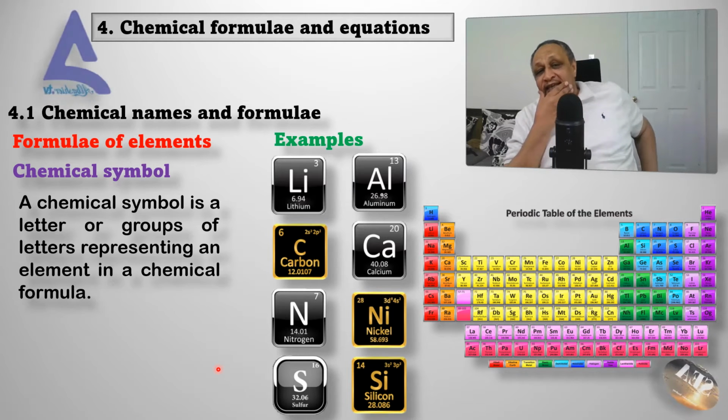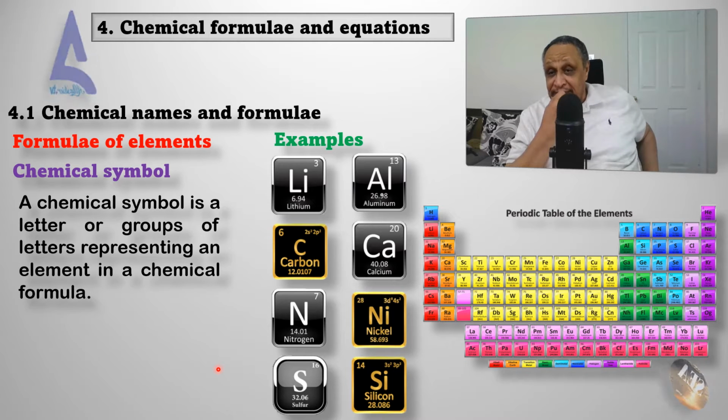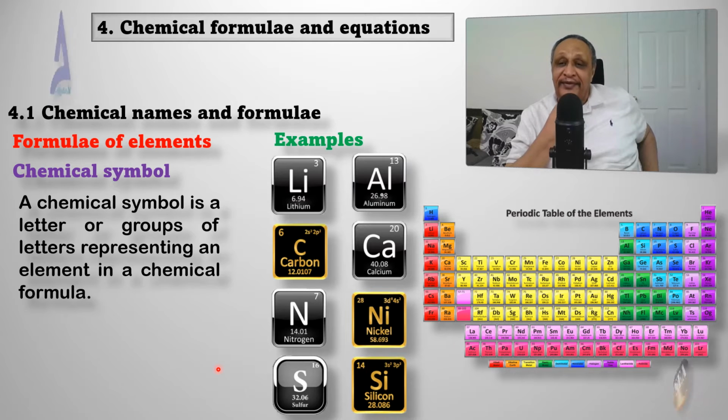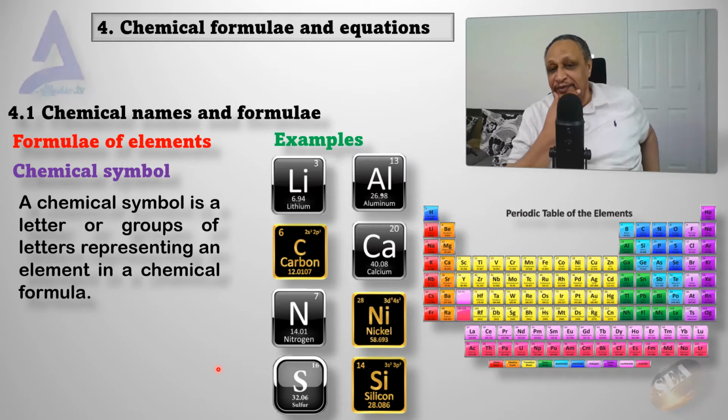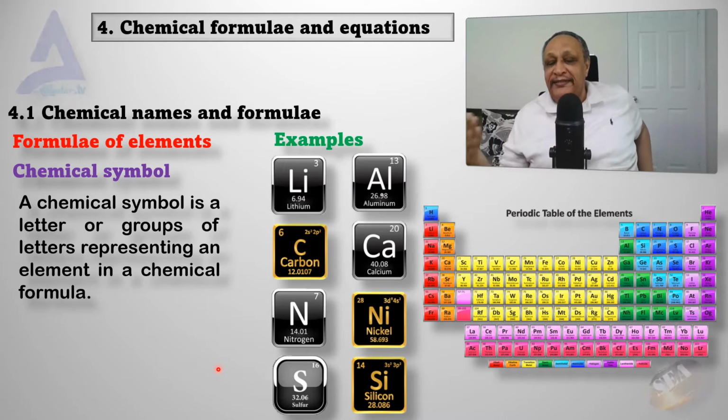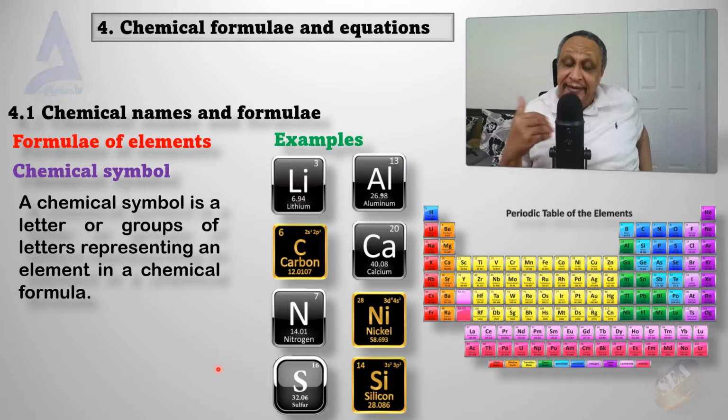But if we see calcium, chlorine, cesium, all these are elements that start with C.